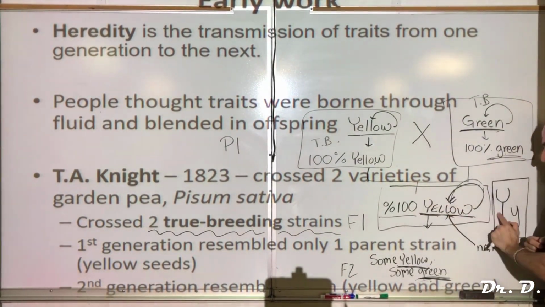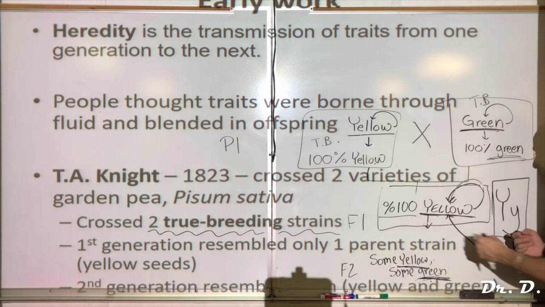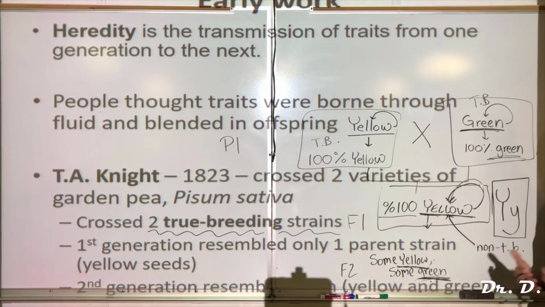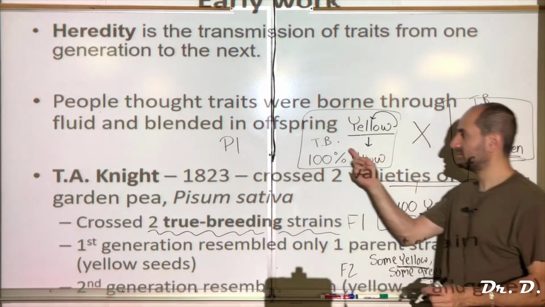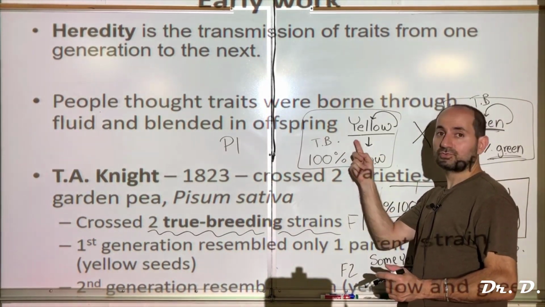This creature has yellow and green information, but it's a yellow pea plant because yellow is dominant to the recessive green, okay? And that's what a non-true breeder is. It's when you have two different pieces of information for the same trait, yellow and green, for example. What if you have two of the same information? Then you're a true breeder, aren't you?